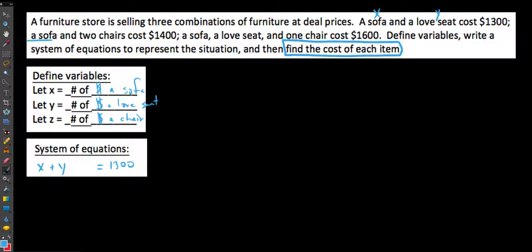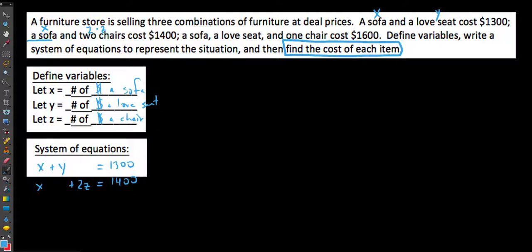Our next sentence says a sofa and 2 chairs. This is why we define our variables: we have to know what a sofa is. The cost of a sofa is X, and the cost of a chair is Z. So a sofa and 2 chairs, meaning 2 times Z, has to come out to $1,400. That means I write X plus 2Z equals $1,400. You'll notice where I'm putting my Z's here, and I'm leaving a space for my Y's. We like to line these things up.